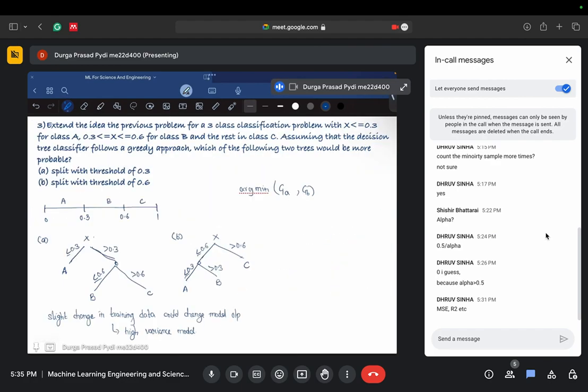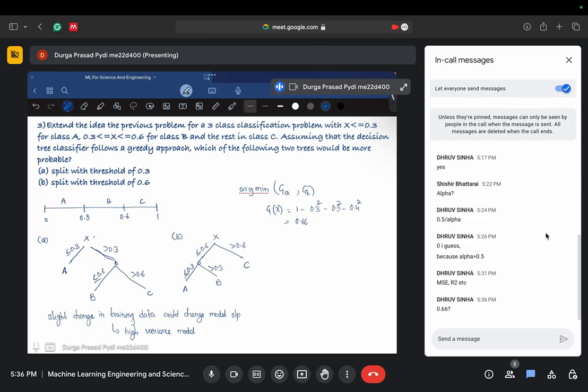So initially what will be my G? Initially I have three classes, three possibilities. If I pick a random point, it can be from class A or class B or class C. This will give you one value, 0.3, 0.4, so it's 0.6. That will be the same in both the cases.